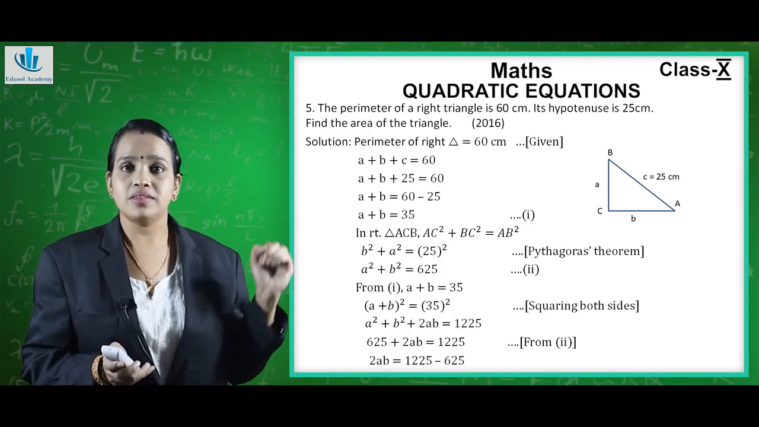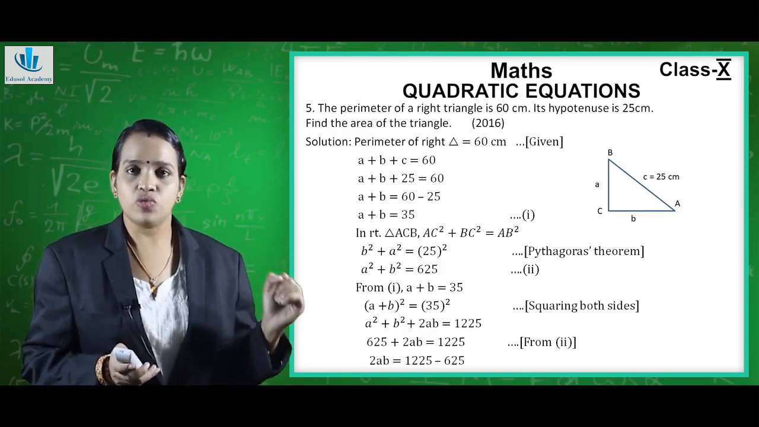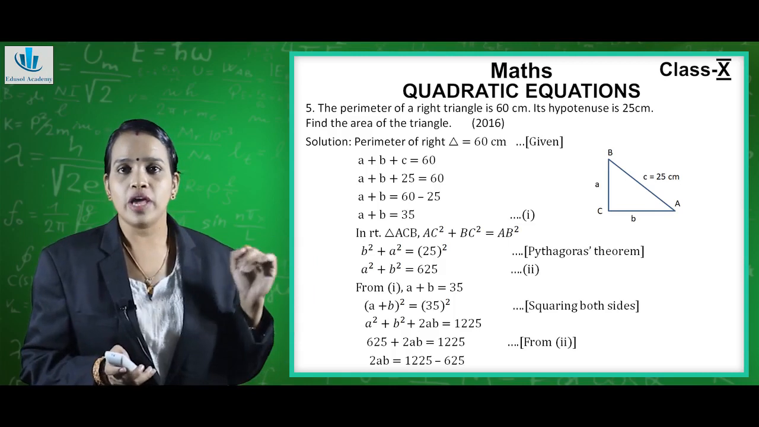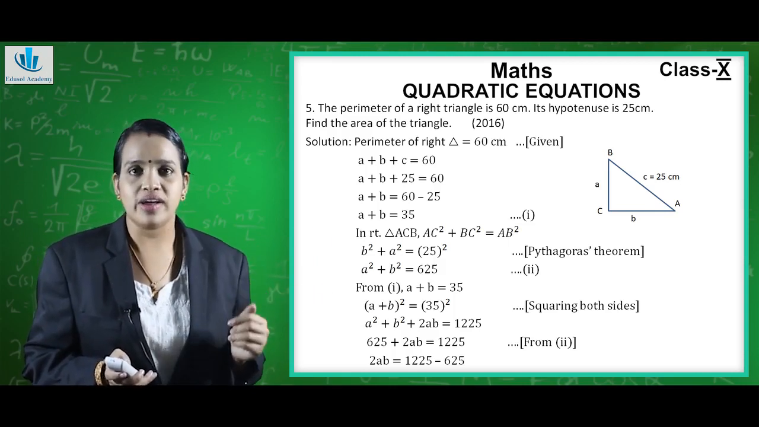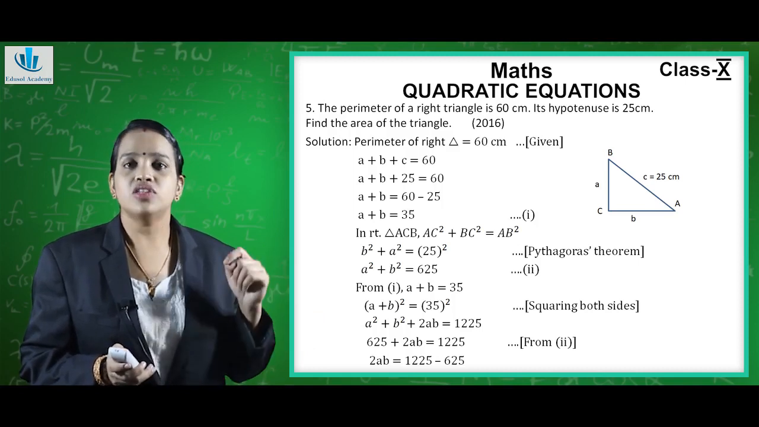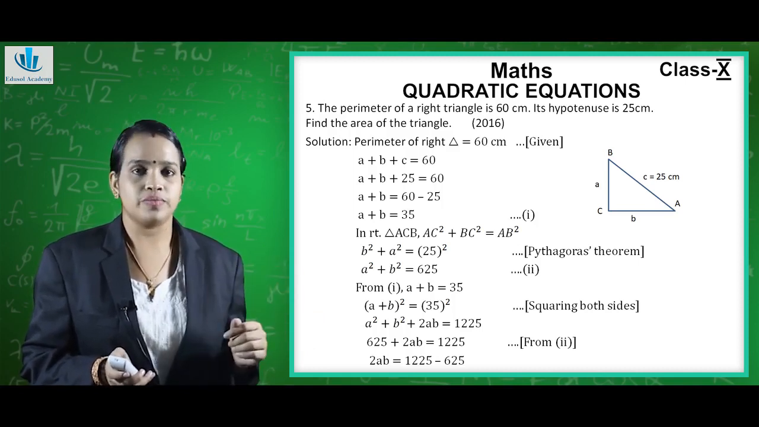A plus B plus C, it is given as 25, so A plus B plus 25 equals 60. Now A plus B equals, when we take 25 on the other side, it becomes minus 25. So 60 minus 25, so A plus B is equal to 35.